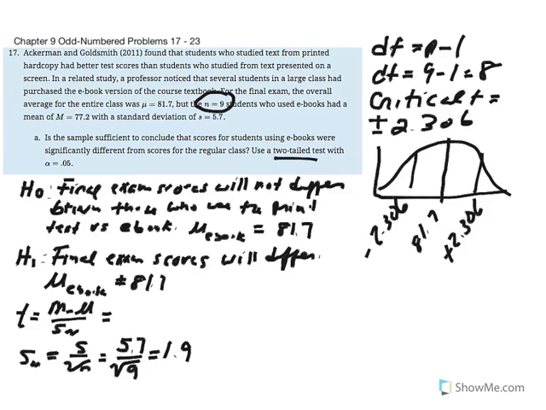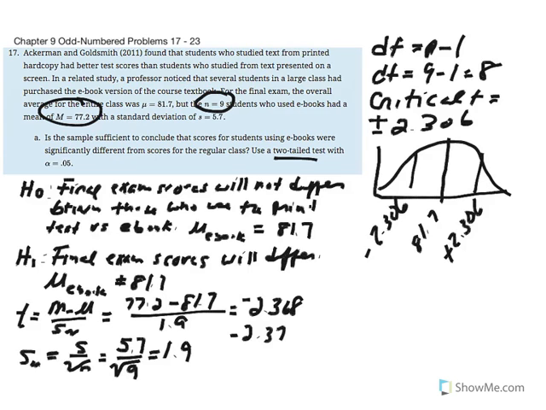And now, if I want to calculate my t statistic, we take our sample mean of 77.2 minus our population mean of 81.7, divided by our estimated standard error of 1.9. So in our calculators, we take 77.2 minus 81.7, divided by 1.9, and we get negative 2.368. We could round to 2.37. If we stay at 3 digits, since our critical t is 3, this would be the more appropriate value to use. So we'll just stick with that.